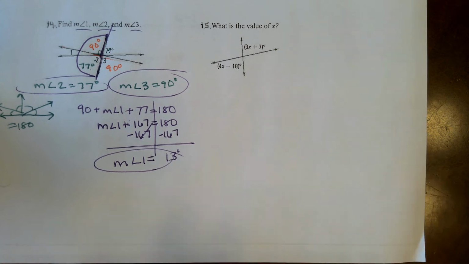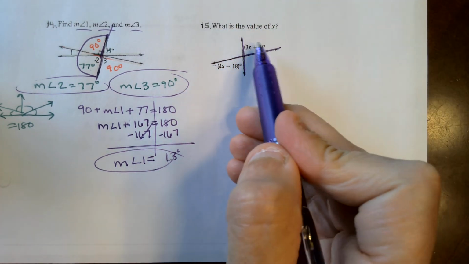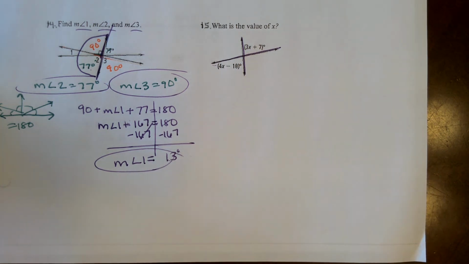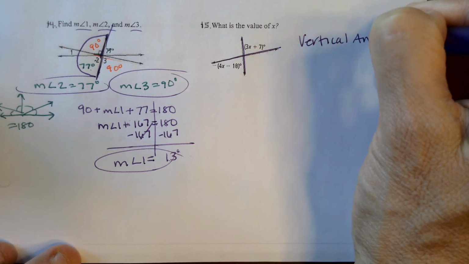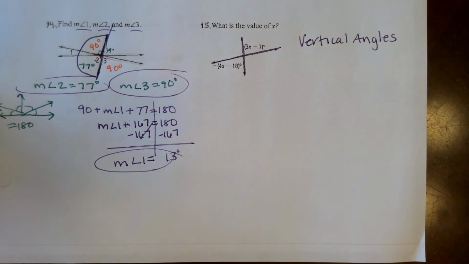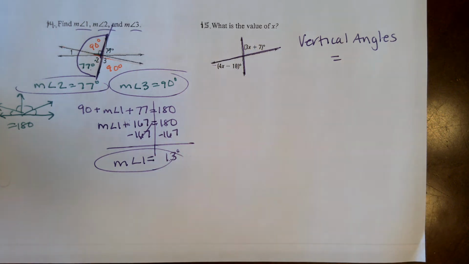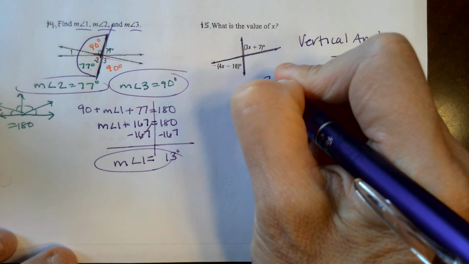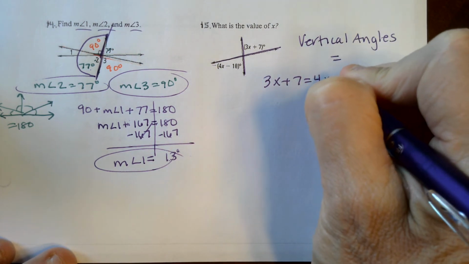All right, now we're going on to this one. And this is one of those more clearly vertical angles, isn't it? Because they only give you 2 lines. And they make an X, of course. And we know that the ones across from each other on 2 lines that cross are vertical angles. And we know that vertical angles are equal by the vertical angle theorem. So I can take these two and set them equal to each other. This angle, 3x plus 7, is equal to this angle, 4x minus 18.